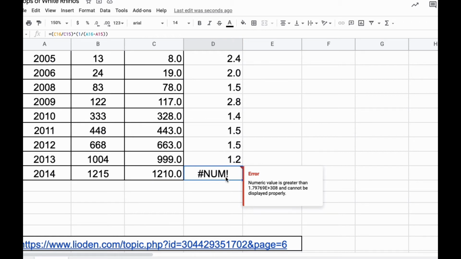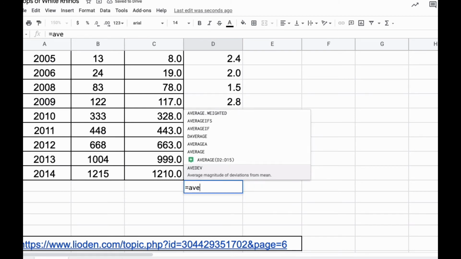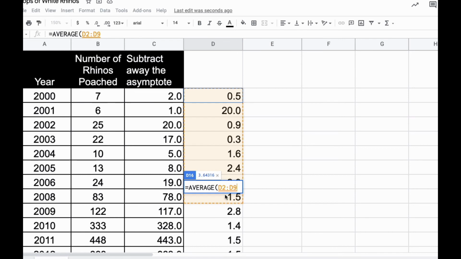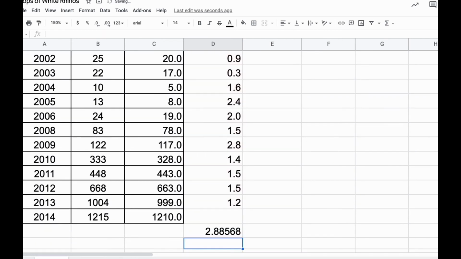If I double click on it, you can see it's trying to use this cell that's dotted in orange and dotted in blue. They don't exist. Because it always uses the previous or the next cell, this is going to be non-existent. So now I'm just going to take the average of all these values here, down to here. And I get 2.88.